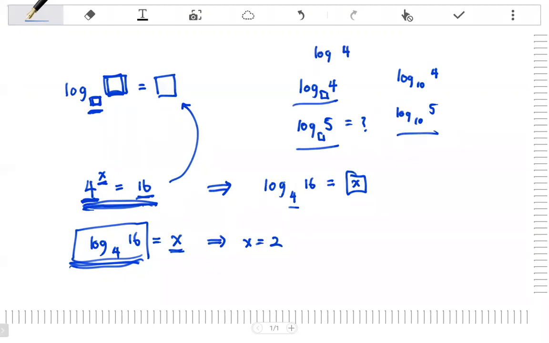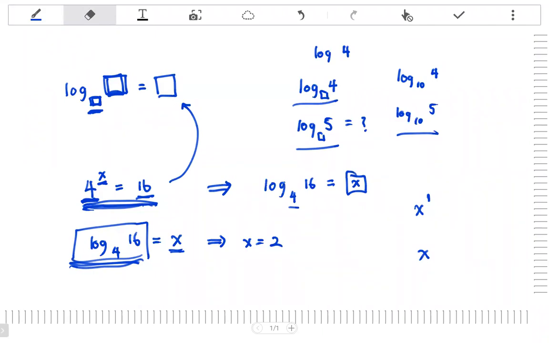We don't write the 10 because it's something that is unnecessary, just like how we don't write x to the first power, right? We don't write that because everyone knows that just x is just x to the first power. So if there's no base written, everybody knows that it means that it's to the base of 10, because 10 is the number that we work with the most. And now, how do you actually solve it, right?